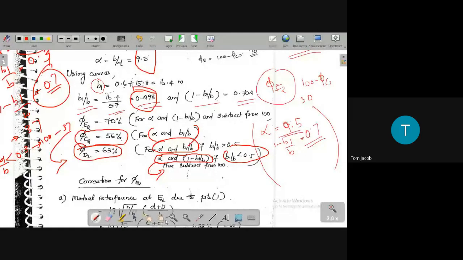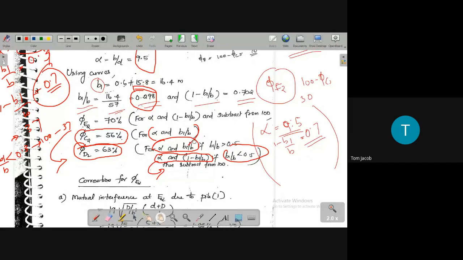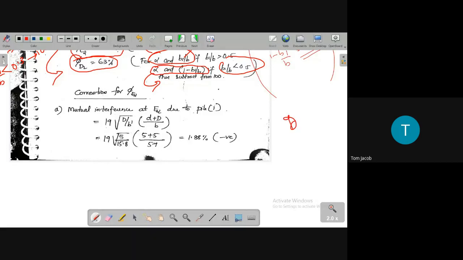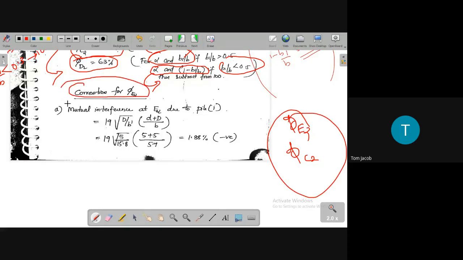Okay, now let us move on to the correction. How to apply corrections for all this. Three pressures are controlled, that is 5E2, 5C2 and 5D2. And there is no correction application for 5D2. You need to apply the corrections for 5E2 and 5C2.